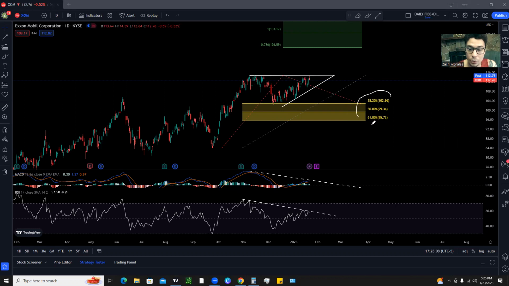Now, these are the three major retracement levels right here. As you see, we've already bounced off of 102.96. That's our 38.2% retracement level. We've bounced off of it multiple times already, and it was a nice solid support level right in through here.